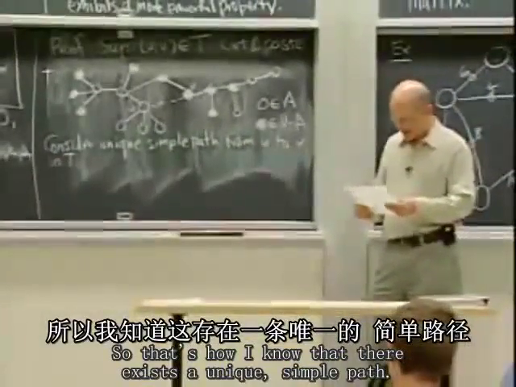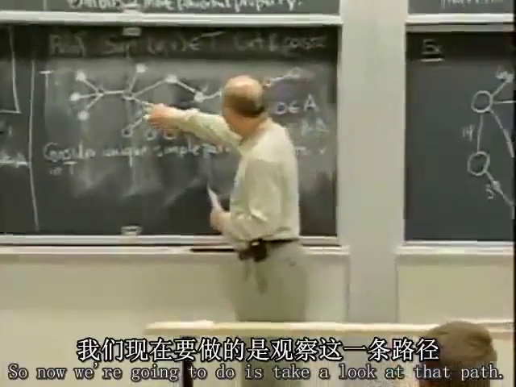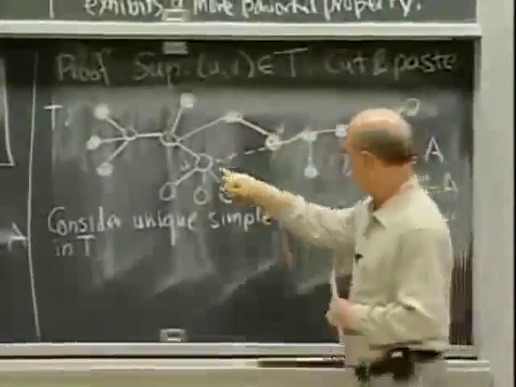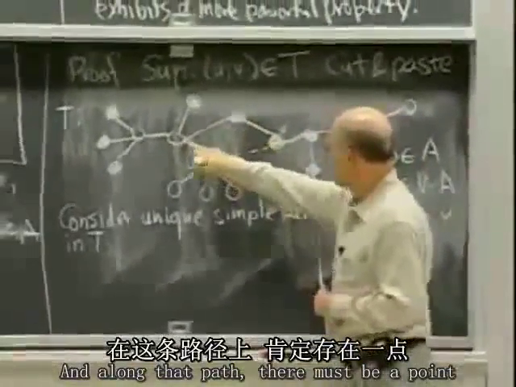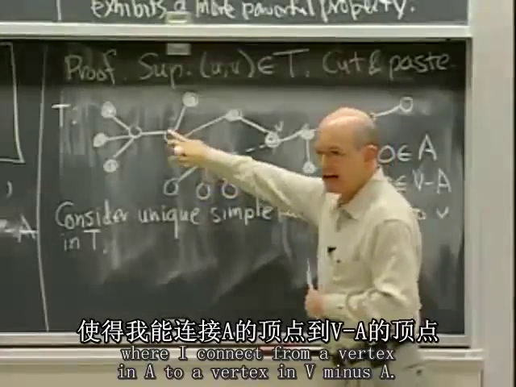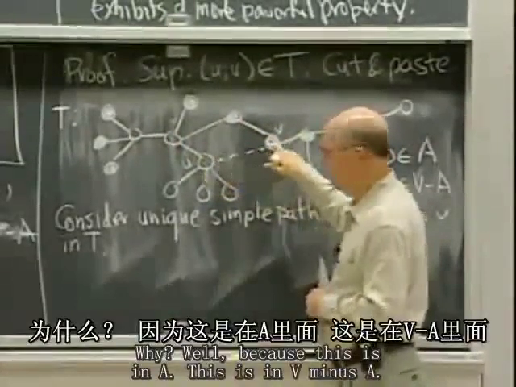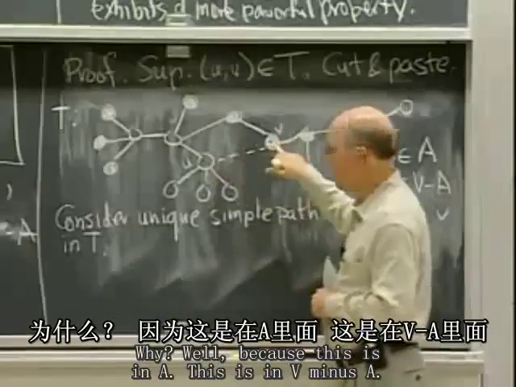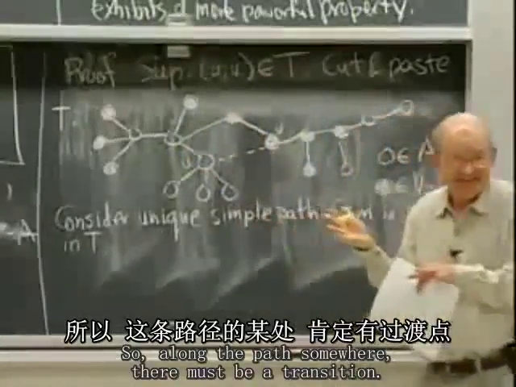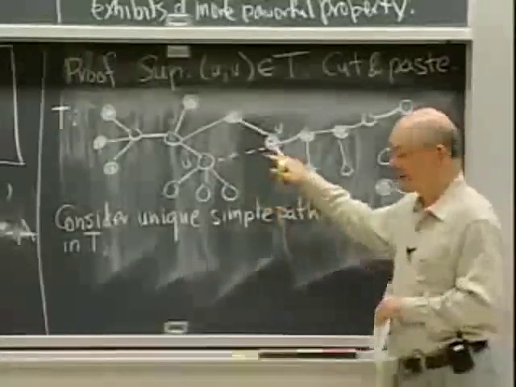Okay. So now what we're going to do is take a look at that path. So in this case, it goes from here to here to here to here. And along that path, there must be a point where I connect from a vertex in A to a vertex in V minus A. Why? Well, because this is in A, this is in V minus A. So along the path, somewhere there must be a transition. They're not all in A, because in particular, V isn't.